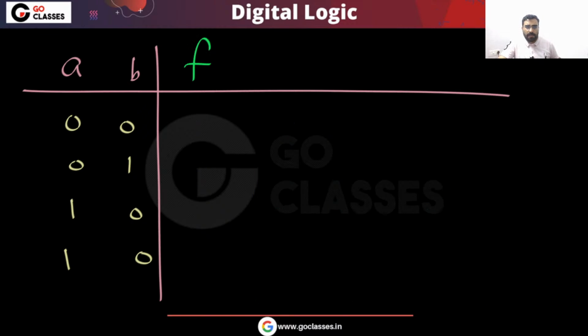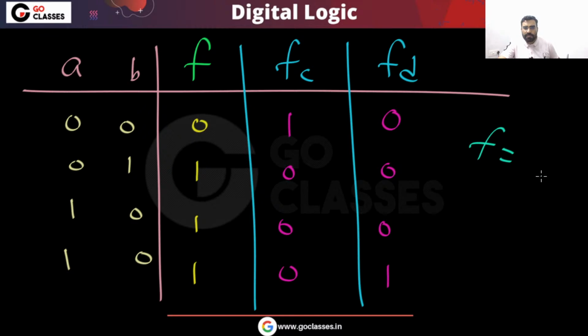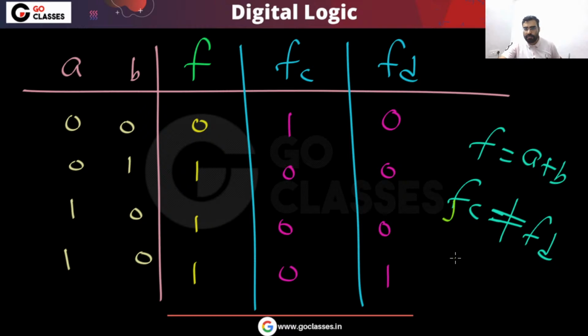But what about this function? For this function, can I say they are same? Like 0 1 1 1. What is f complement and what is f dual? F complement is very simple, 1 0 0 0. Now you reverse it. If you reverse it, then you will get F dual. For this function, your function F is A or B. For this function F complement is different from F dual. Yes or no?